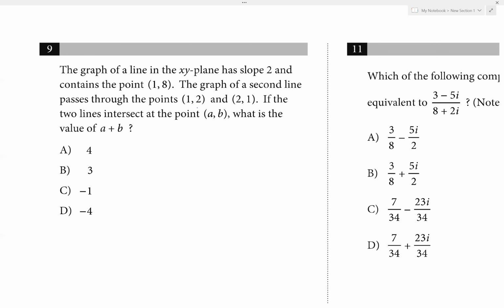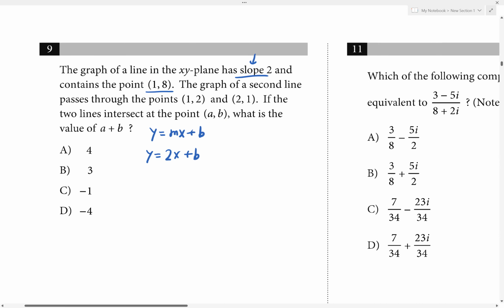So if we do it algebraically, let me show you what it looks like. For the first line, the slope is 2, and it also goes through the point (1, 8). Since it's a linear equation, let's use the slope-intercept form, y equals mx plus b. We know the slope is 2, so that's m. So m is 2, and it'll be 2x plus b. But we still have to solve for the y-intercept. We don't know what b is, so that's why we need a point here.